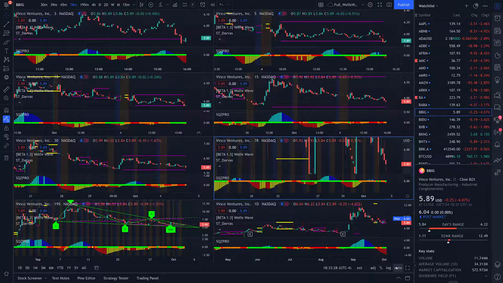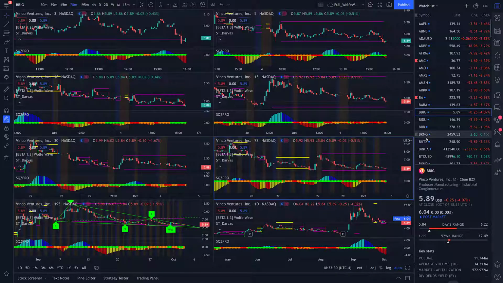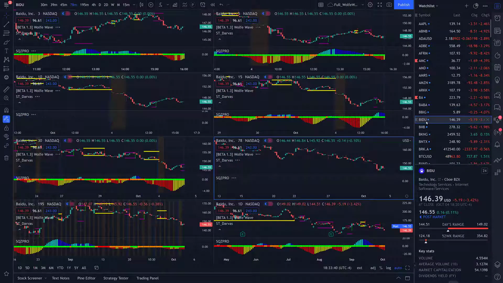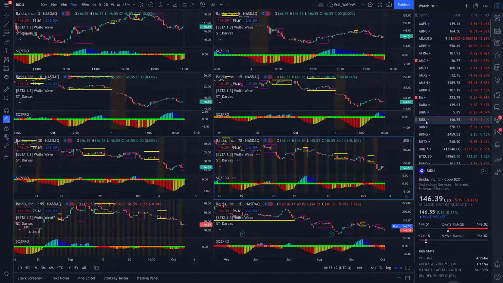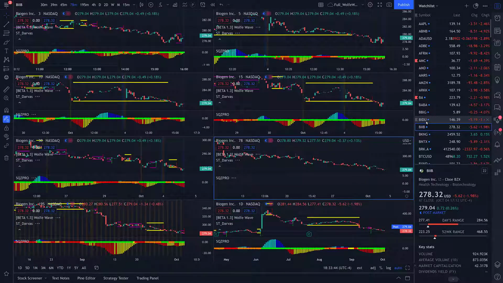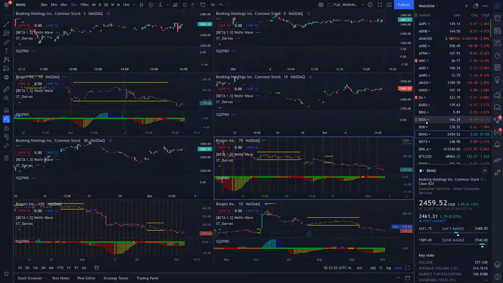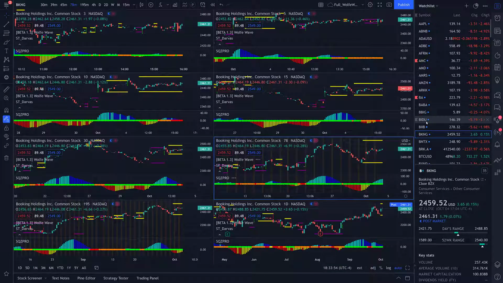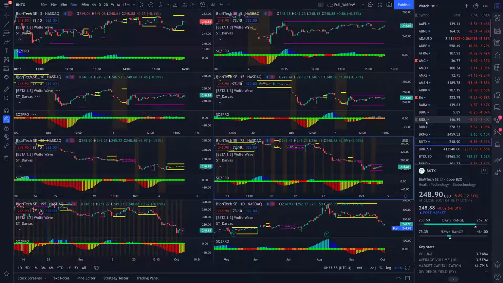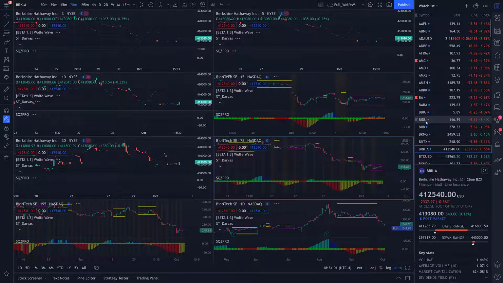And there are a lot of nice shortcut hotkeys here that you can use, like Control Alt Q, and then use the auto button to position the scale properly. Going through Baidu, going through BIB. And obviously you do also need to know the characteristics of the stock as well. So BKNG, there's no Wolfe waves, and they don't appear all the time, right?